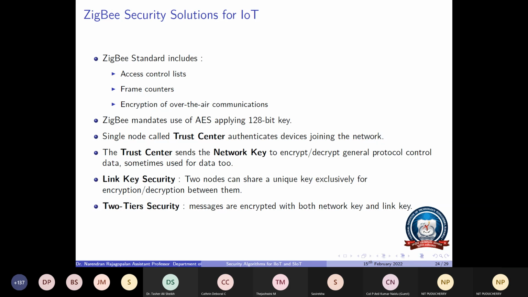At times, if you still wish to communicate via a gateway, you can use two-tier security where the actual data is encrypted by the link key as well as the network key. When it passes via a gateway, the gateway will be able to decrypt it with the network key, but still it will not be able to make sense of the data because the payload is still in encrypted form with the link key. So it will forward that data to the receiver. The receiver, which has the link key, will be able to decrypt it.